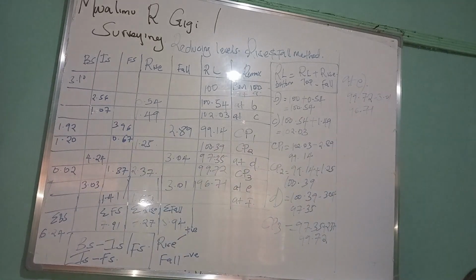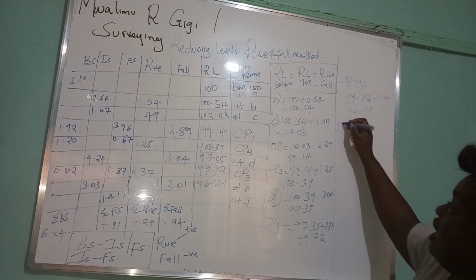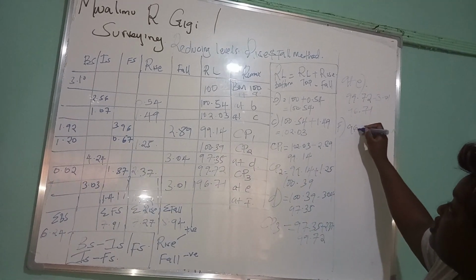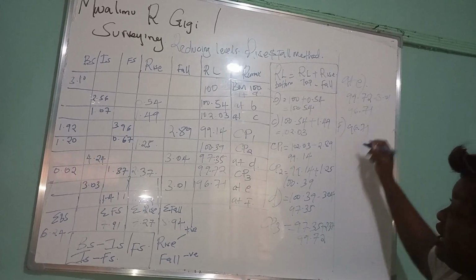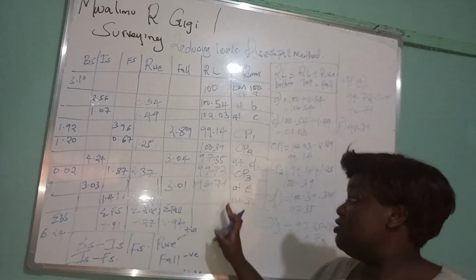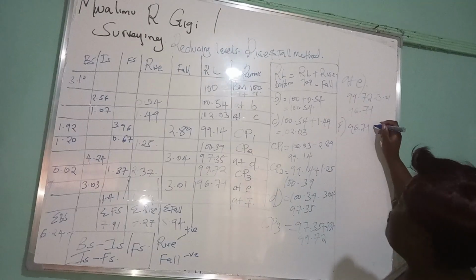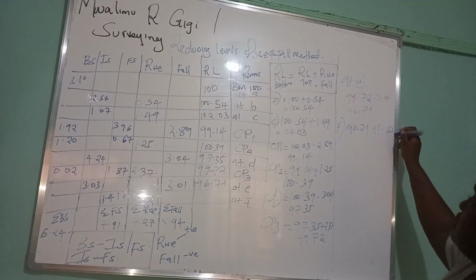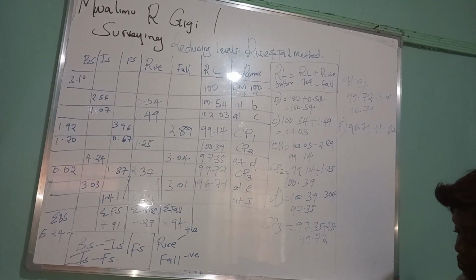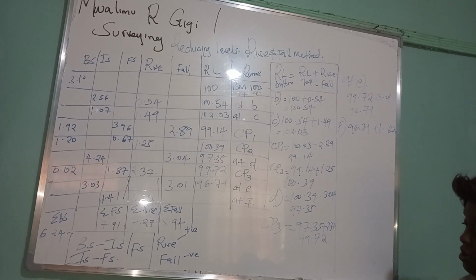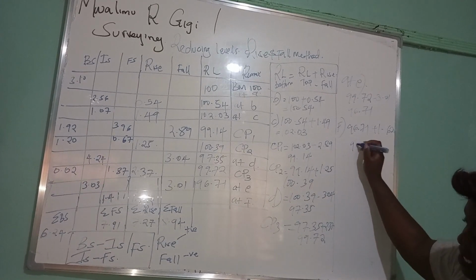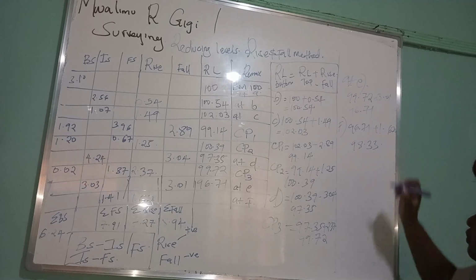So lastly, we have F. At F, we have the reduced level at the top, and we have a rise of 1.62. So plus 1.62, which is 98.33.